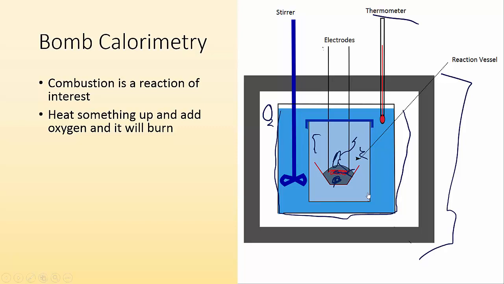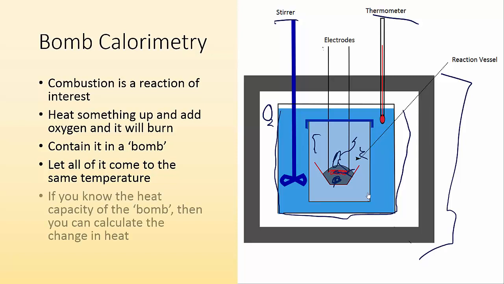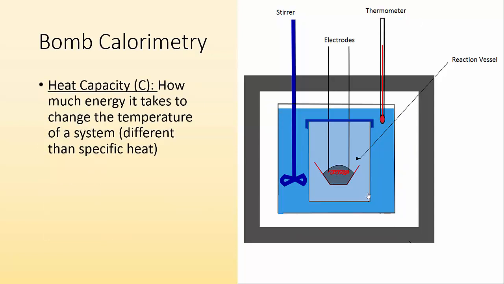And then we have a thermometer, which is going to measure how much temperature change occurs because of that reaction. So heat something up with oxygen, and it will burn, and then you contain it in that bomb, and then you let it all come to the same temperature. You've got a stirrer here, which is going to help it get to the same temperature throughout, and then you record your temperature. And if you know the heat capacity of the bomb, which is like this whole thing, if you know how much energy it takes to raise it a degree, then you can figure out how much energy was being released.